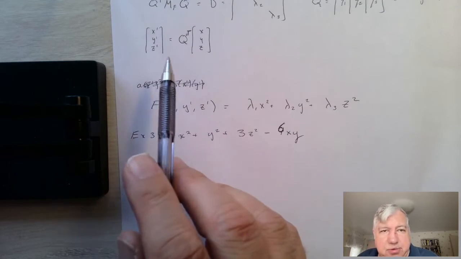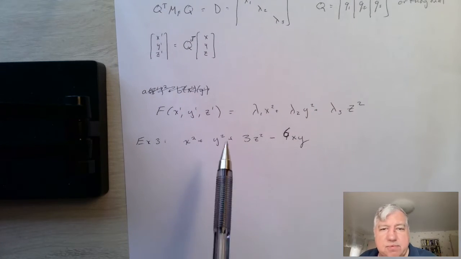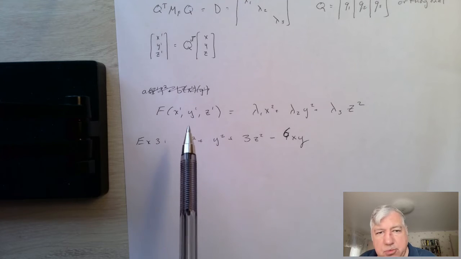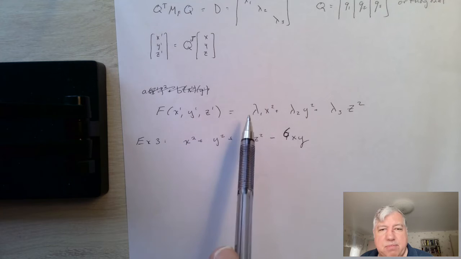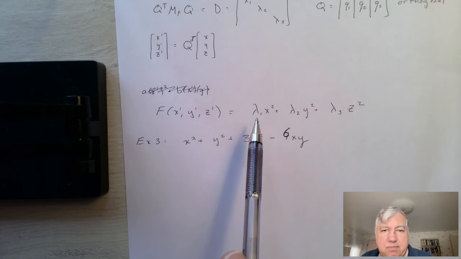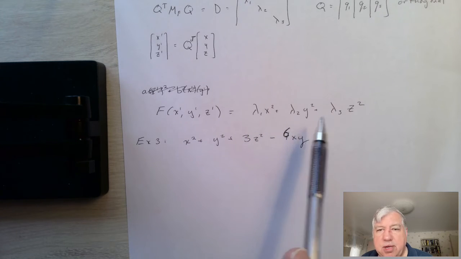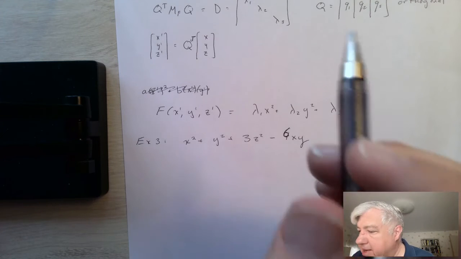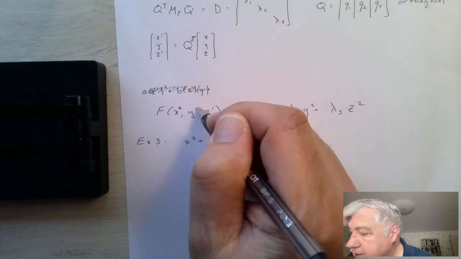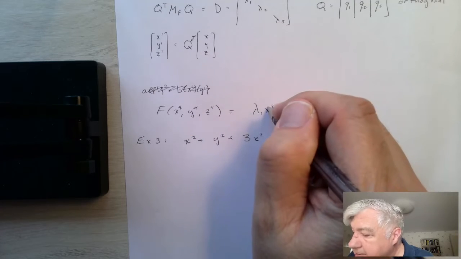But after this substitution and this change of variables, we get that f of x', y', z' is, in particular, lambda 1 x squared plus lambda 2 y squared plus lambda 3 z squared. And again, I think the prime should be over here.